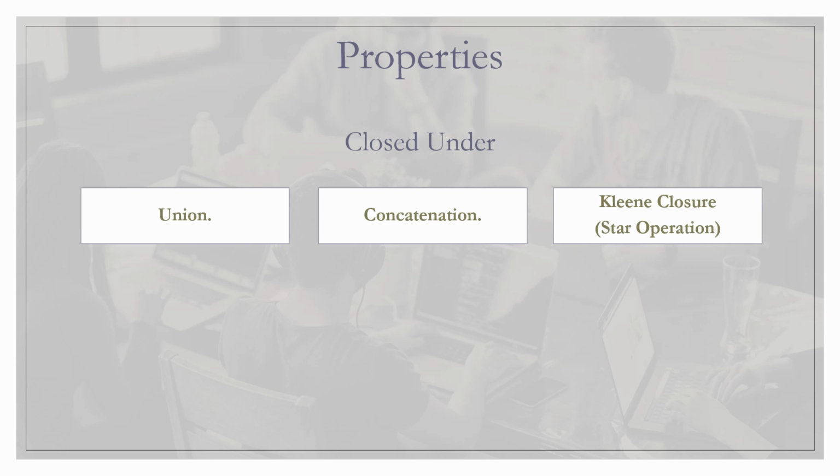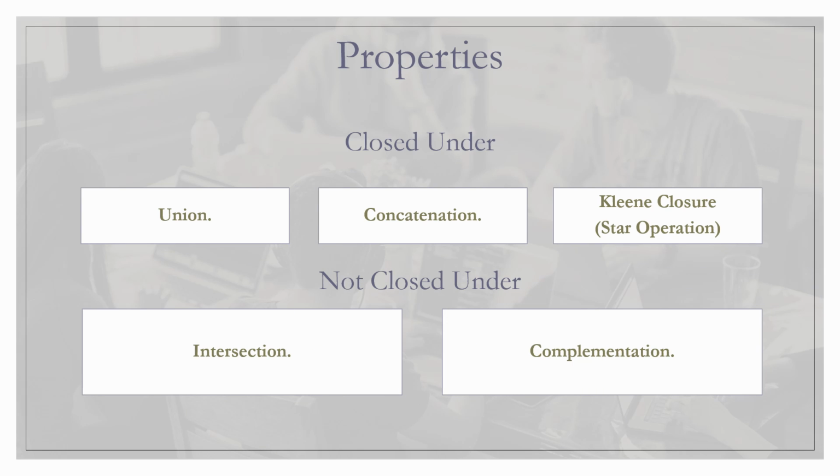Our language is closed under three properties, namely union, concatenation, and Kleene closure. The properties under which our language is not closed, and which we are going to discuss, are intersection and complementation. Further, we will explore each of them and see why they are closed or not closed.